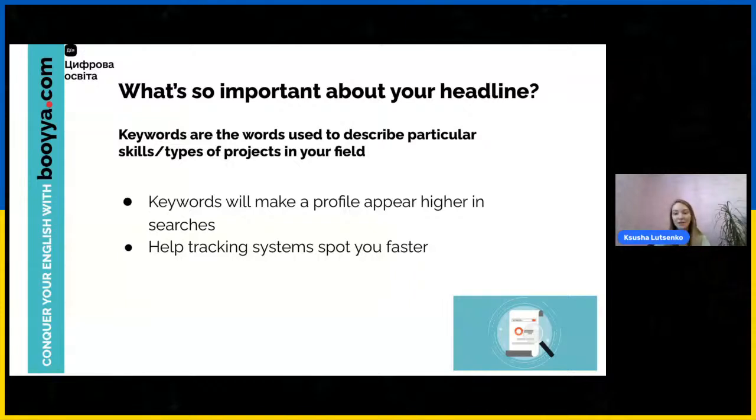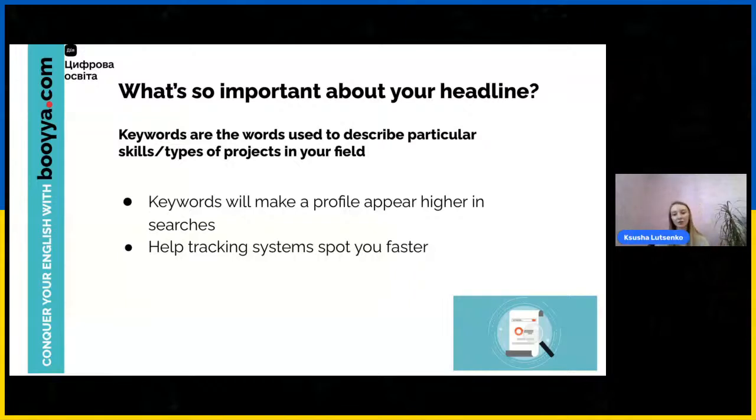What are keywords in terms of LinkedIn and an effective headline? Keywords are the words used to describe particular skills or types of projects in your field that you are engaged in or were working with. To identify why keywords are so important, just a couple of facts. First of all, keywords will make a profile appear higher in searches.